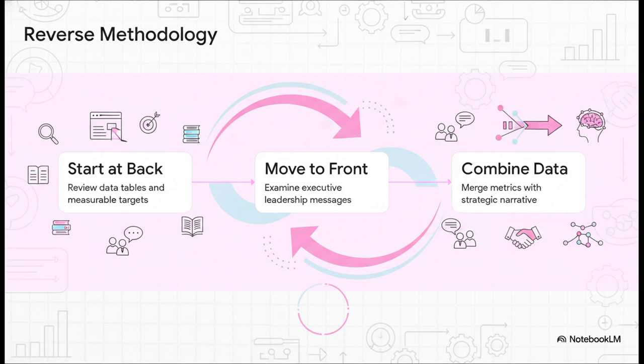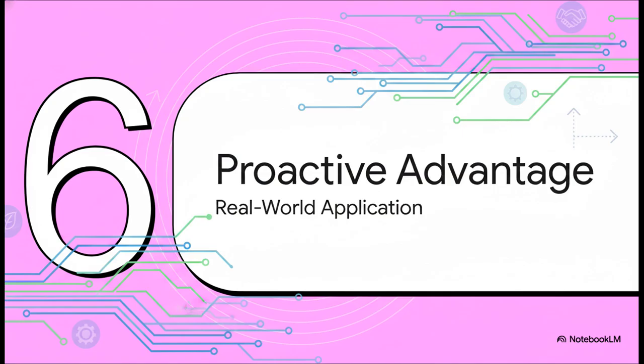Step 2. Move to the front. Now read the leadership messages and community initiatives. And Step 3. Combine that hard quantitative data with the strategic narrative. This reverse engineering uncovers the absolute strongest signals about what they want to achieve and, more importantly, how they plan to fund it.